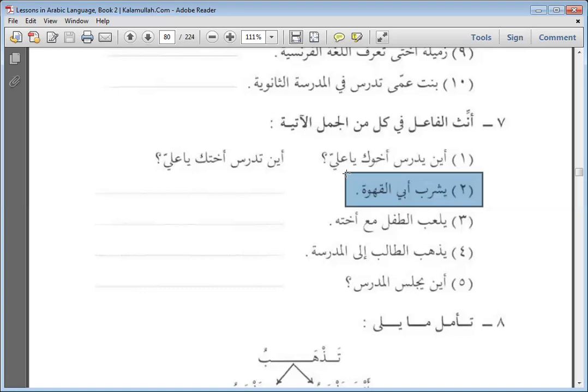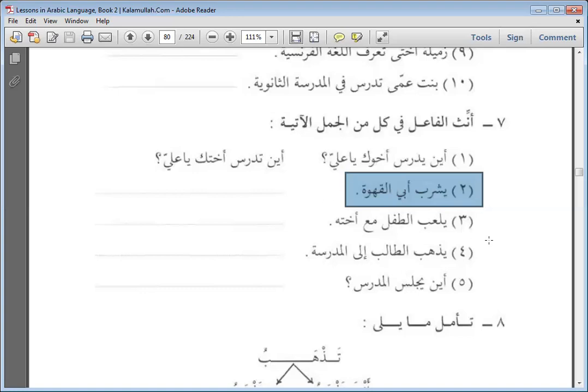Yashrabu abi al-qahwata. Now we have to change abi to feminine. We will say ummi. All right. So instead of yashrabu, we have to say what now? Tashrabu. Okay. So we say tashrabu ummi al-qahwata. So say after me. Tashrabu ummi al-qahwata. Everybody with me?